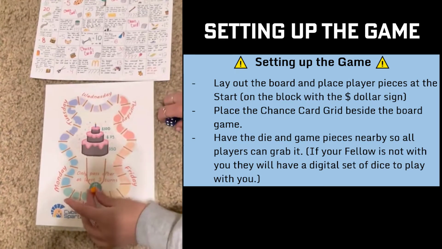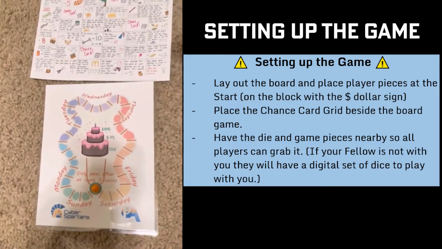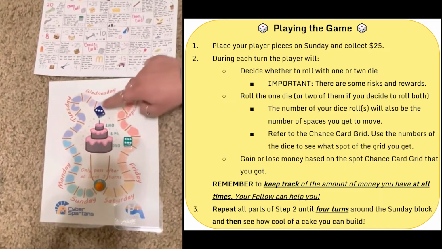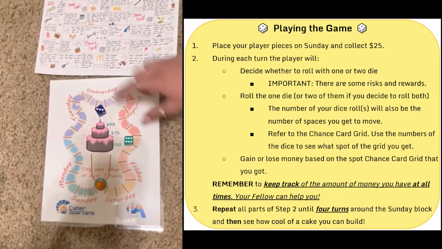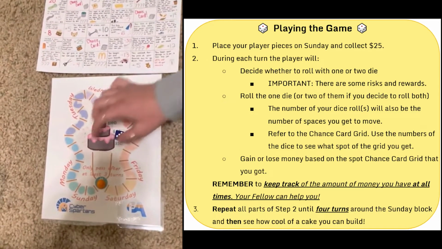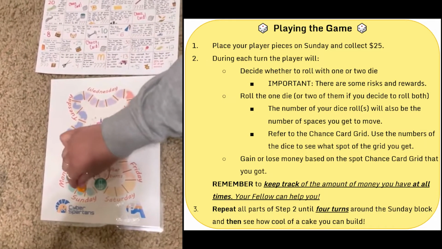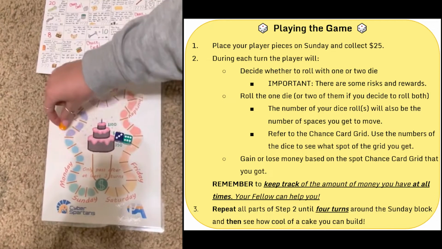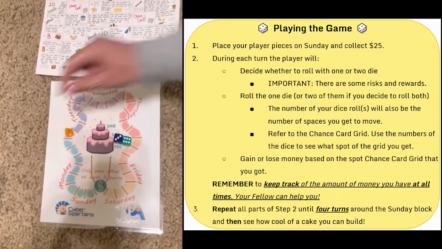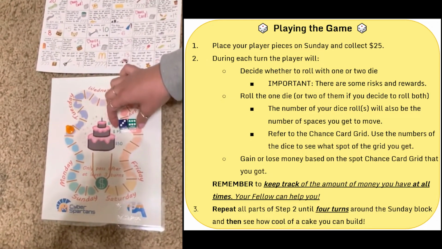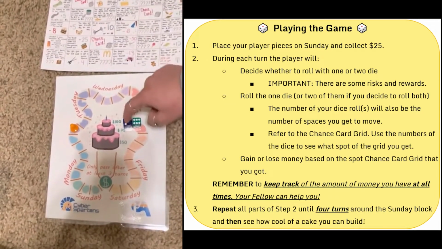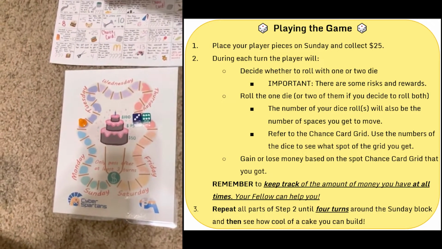So I'm going to start my piece here. Roll the 1 die or 2 of them if you decide to roll both. The number of your dice roll or rolls will also be the number of spaces you get to move. Refer to the chance card grid. Use the numbers of the dice to see what spot of the grid you get. So confused? That's okay. Look to the left for visual help. If I rolled a 3 and 4, 3 plus 4 equals 7. So therefore, I get to move 7 spaces.